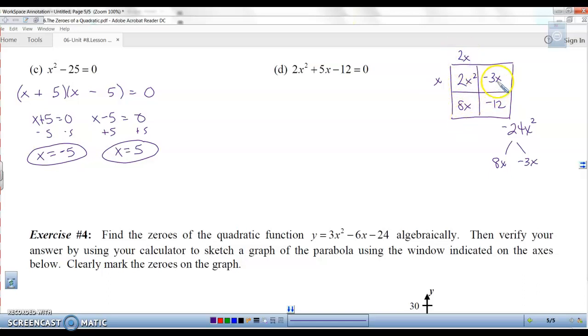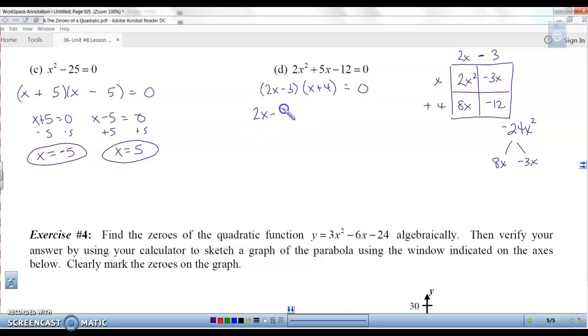All right, now between negative 3x and negative 12, what's your GCF? Well, they're both negative, so it's going to be negative, and then 3 goes into both of these. That means between 8x and negative 12, 8 and 12 will go into 4. 3 times 4 is 12. So your factors are going to be 2x minus 3, x plus 4 is equal to 0.